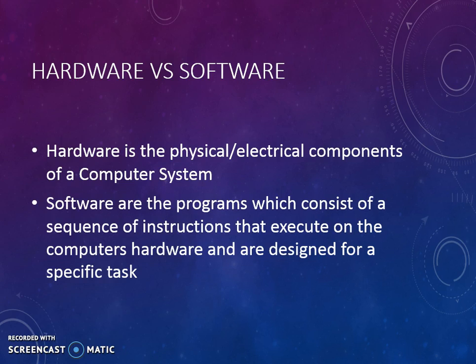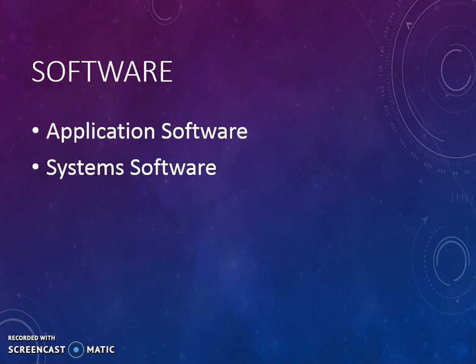In this session today, we're going to look at what different categories of software exist. Now there are two types of software: application software and system software. So software can be split into two distinct categories.